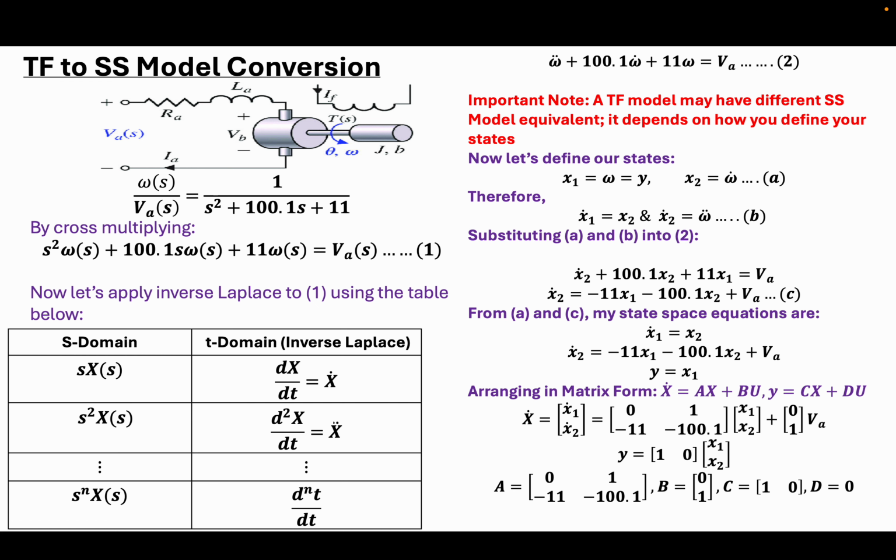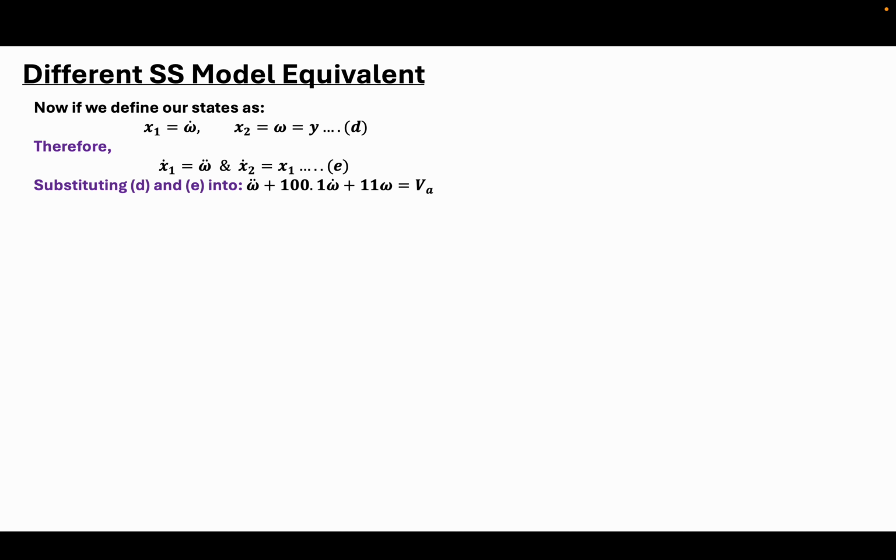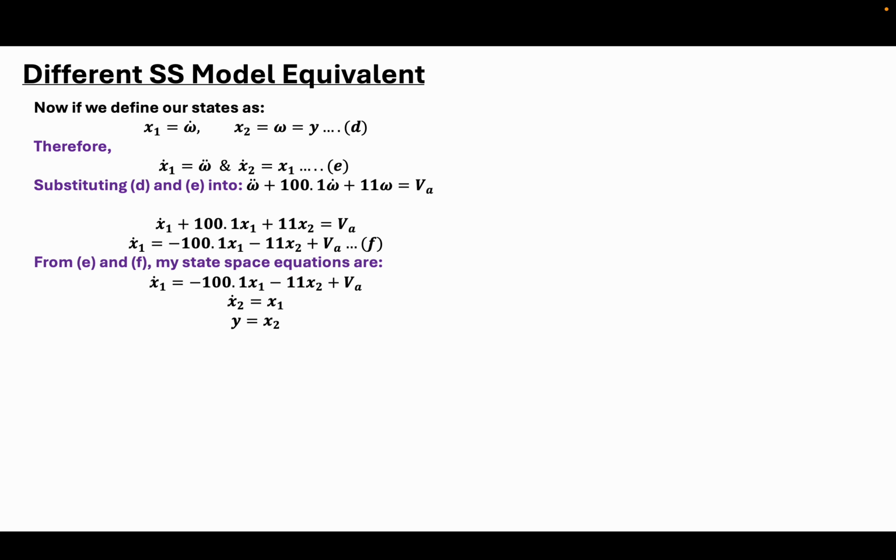Let us look at another definition of states. So now defining my S1 to be omega dot and my S2 to be the motor speed, which is the output, I will have S1 dot to be equal to omega dot dot and my S2 dot to be equal to S1. So substituting D and E into the general equation, I will have this equation, and making S1 dot the subject of the formula, I will get F.